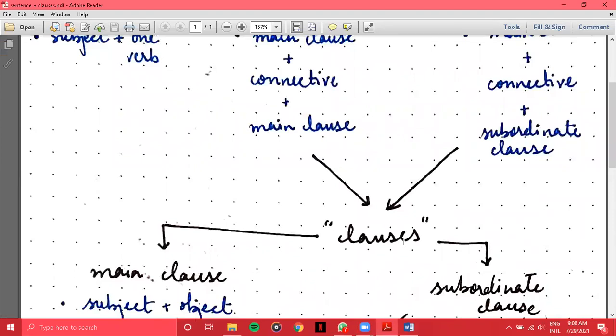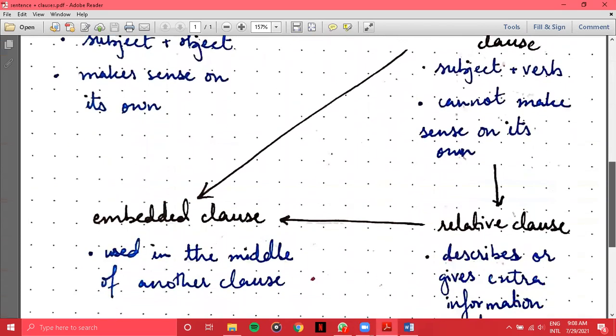Now, when it comes to subordinate clauses, that's when we have two other types of clauses. Both of these types are part of the subordinate clause, right? A subordinate clause can come before the main clause, it can come after the main clause, but at times it can also come in between the main clause, right? When it comes in between the main clause, that's when we call it an embedded clause. Embedded clause. Exactly. It's used in the middle of another clause.